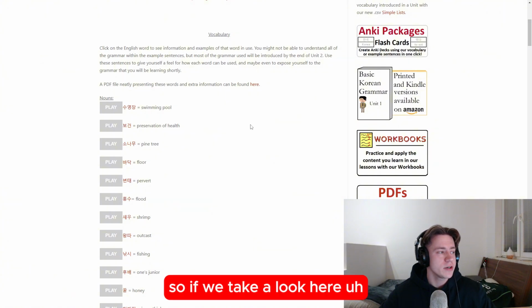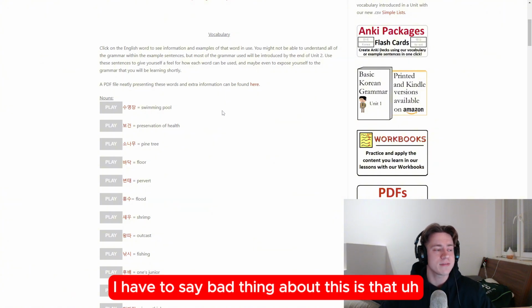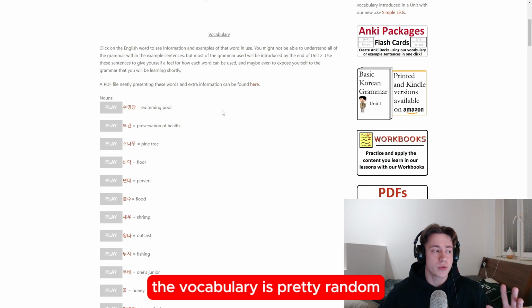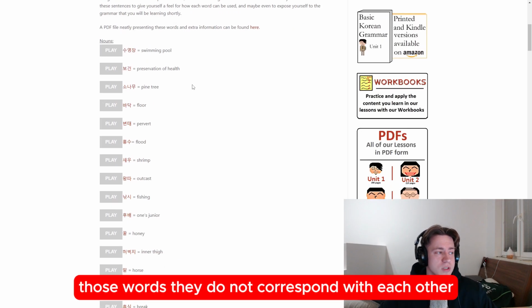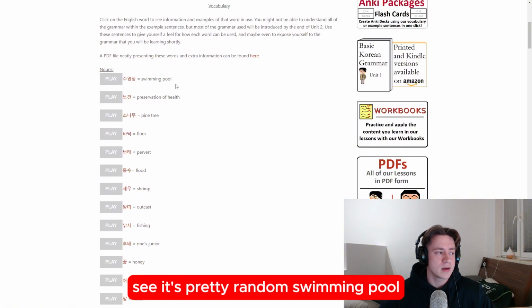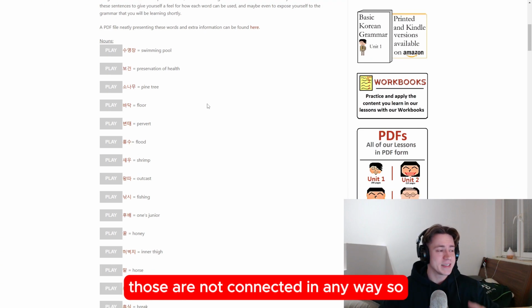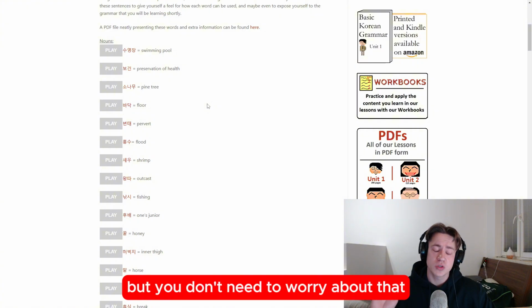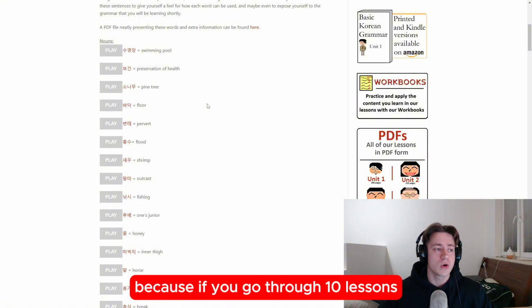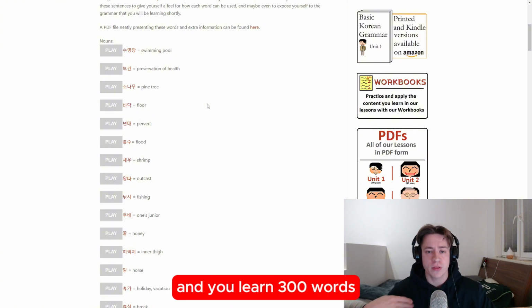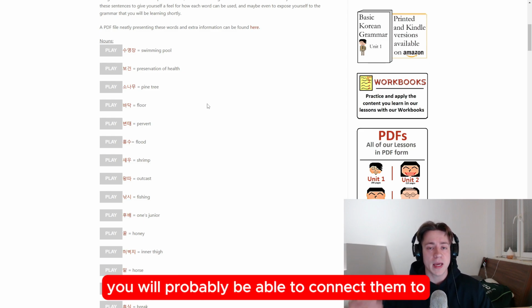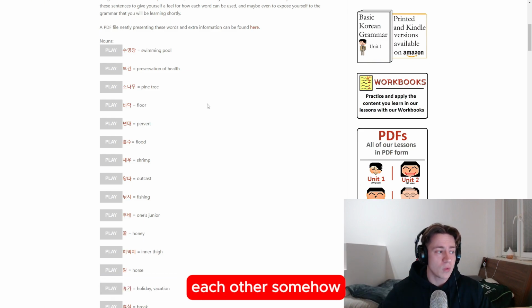If we take a look here, vocabulary comes first, right? I have to say, the bad thing about this is that the vocabulary is pretty random. Those words do not correspond with each other. See, it's pretty random. Swimming pool, preservation of health, pine tree, right? Those are not connected in any way. But you don't need to worry about that, because if you go through 10 lessons and you learn 300 words, you will probably be able to connect them to each other somehow, alright?